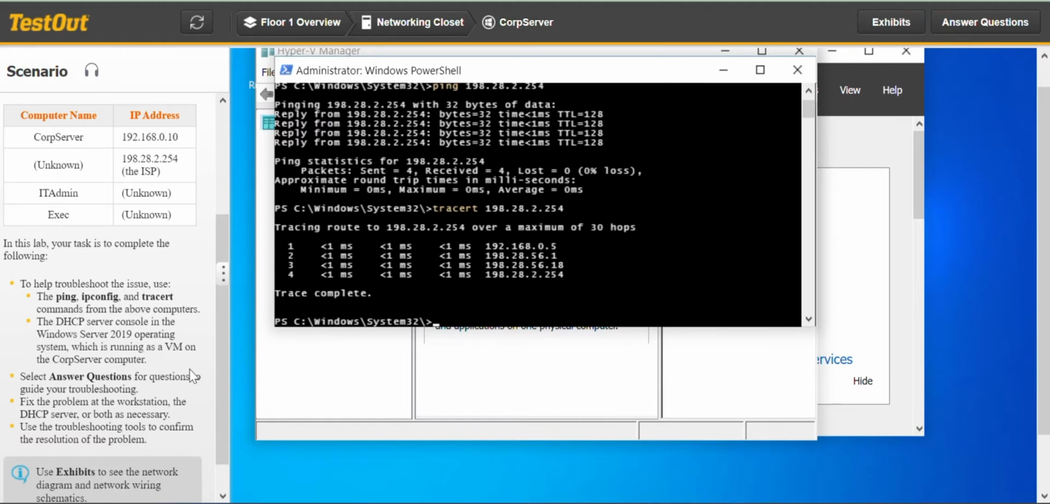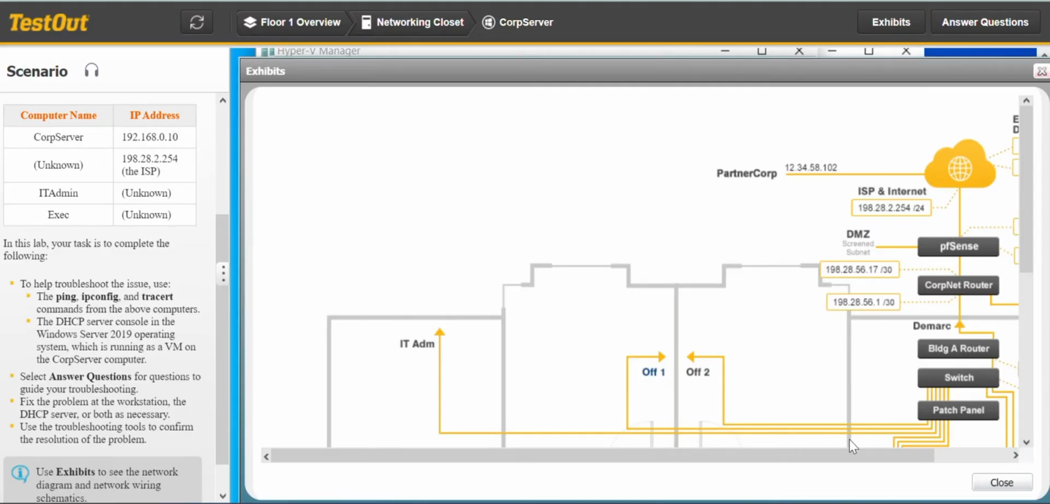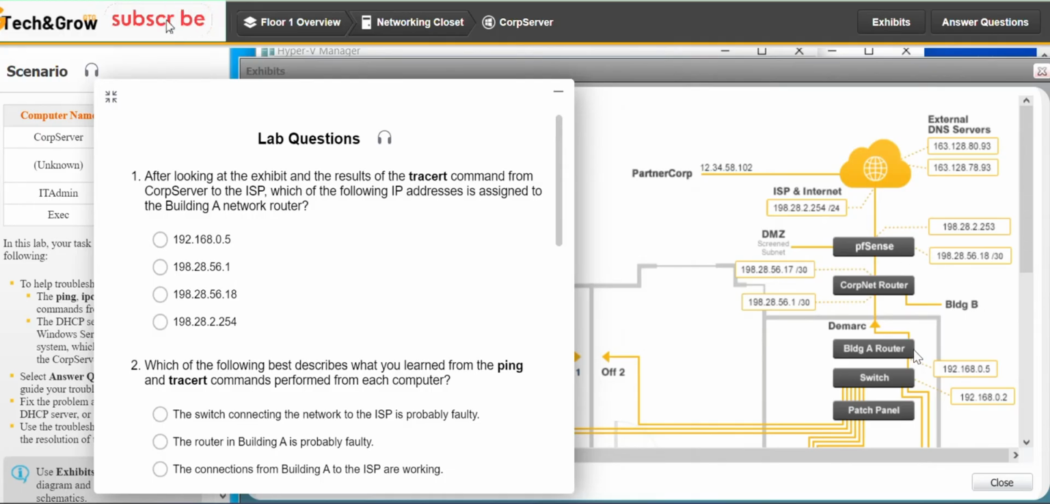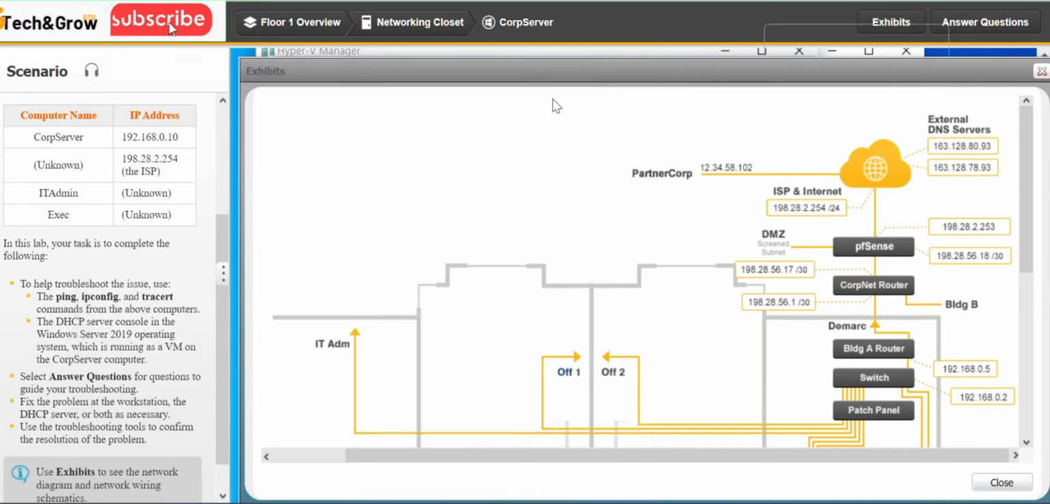So they said we should use the exhibit to answer the questions. Let's open the exhibit. Let's see question one. After looking at the exhibit and the result of the tracert command from the COP server to the ISP, which of the following IP addresses is assigned to the building A network router? So this is building A network router, 192.168.0.5, which is this one. Okay, let's close the exhibit for now.